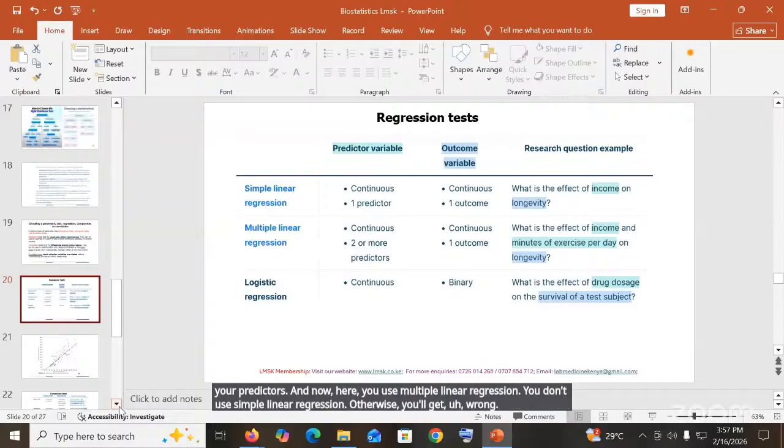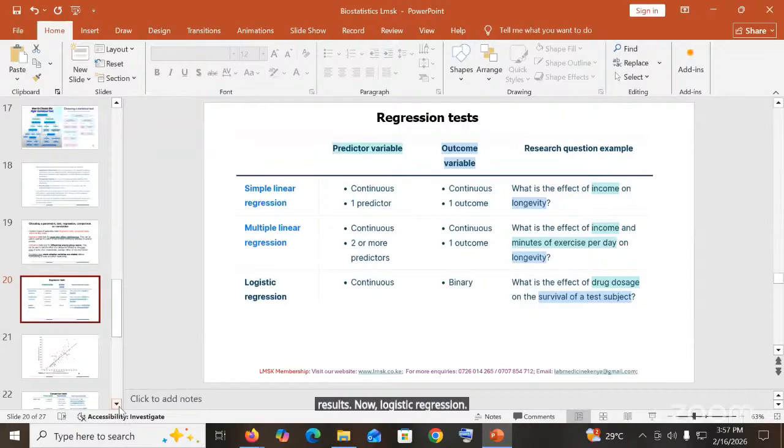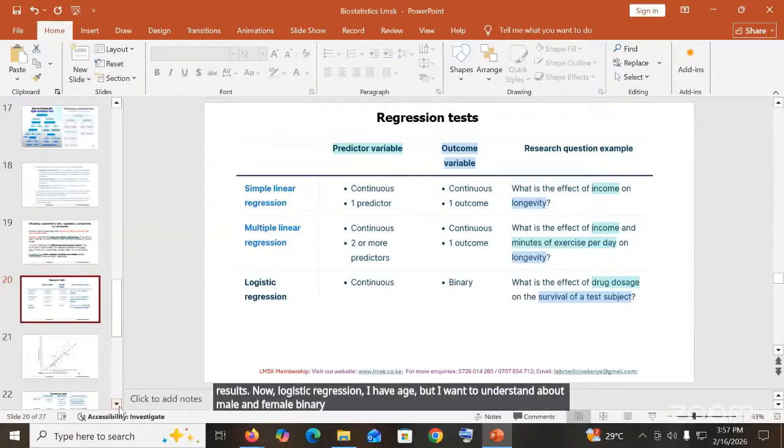Now, logistic regression. I have age, but I want to understand male and female, which is binary. When we talk of binary, we're talking about categorical. So it's a categorical one.